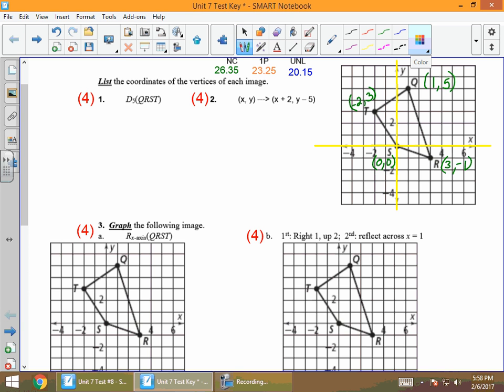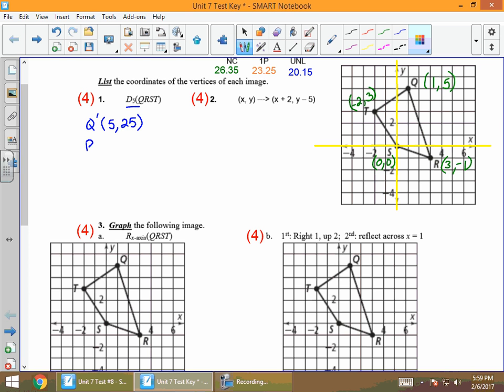And to dilate by 5, for problem number 1, it says dilate each one of them by 5, which means I'm going to take their x and y coordinates and multiply by the number 5. I'll just go alphabetical. The new Q, well, if the old Q was at 1, 5, I have to multiply both coordinates by 5. So 1 times 5 is 5, and 5 times 5 is 25. So my new Q would be at 5, 25.